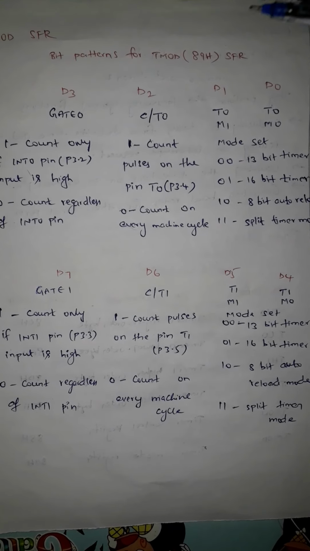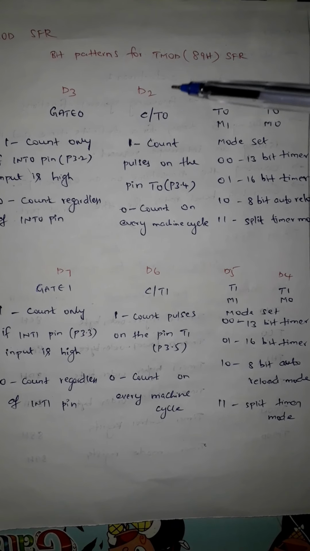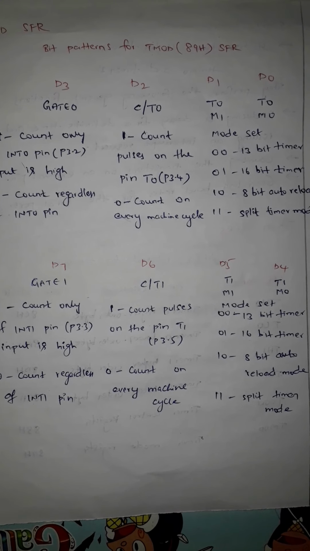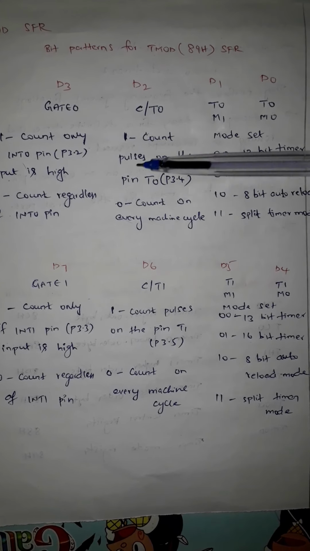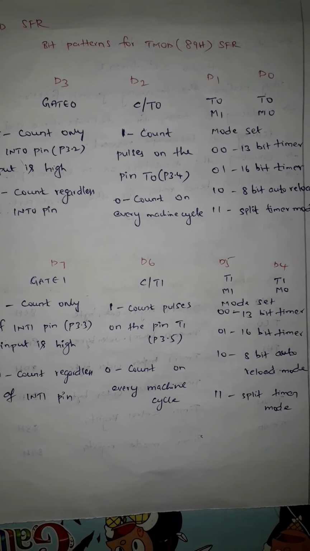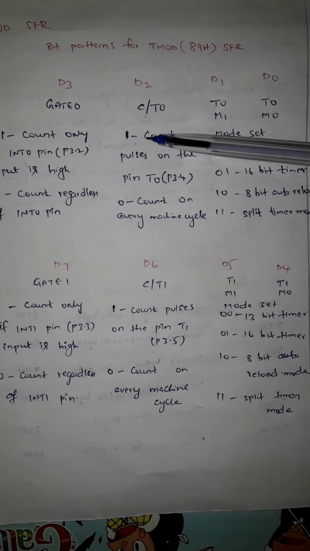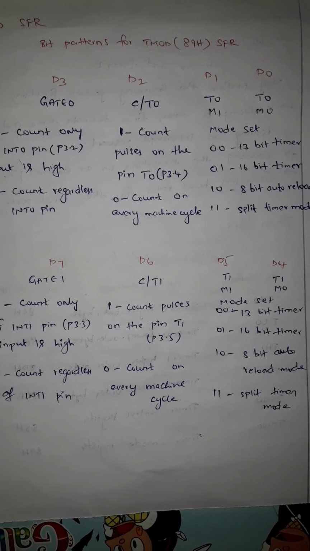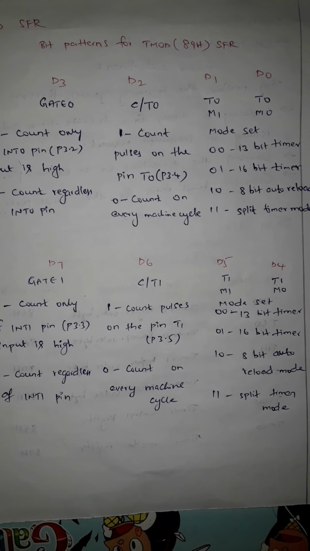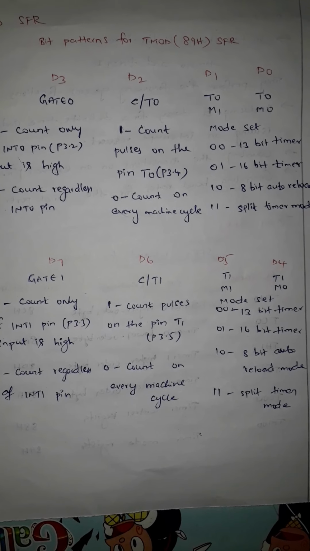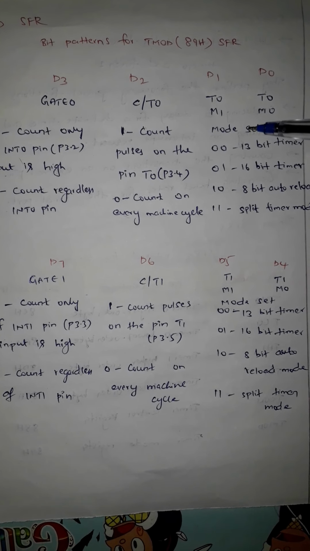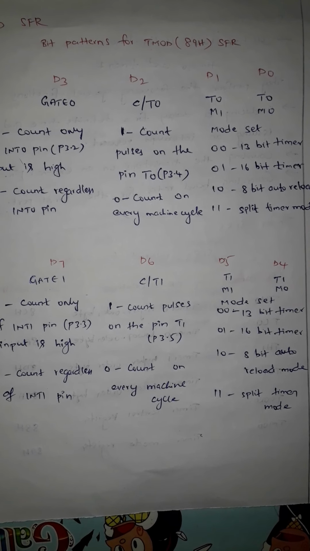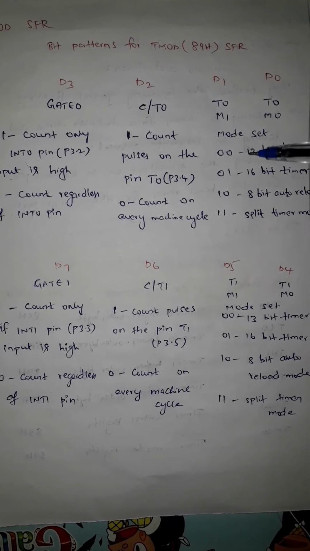And the D2 bit is used to select the operation for the timer, either as a timer to generate the delay, or as a counter to count the external events. So D2 bit is used to select counter or timer for timer 0. If this bit is set to 1, then it counts the pulses on the external pin, that is pin 3.4, that is port 3.4 actually. In 8051 we have 4 ports, and port 3, pin number 4, that is 3.4, is used to count the external events for timer 0.